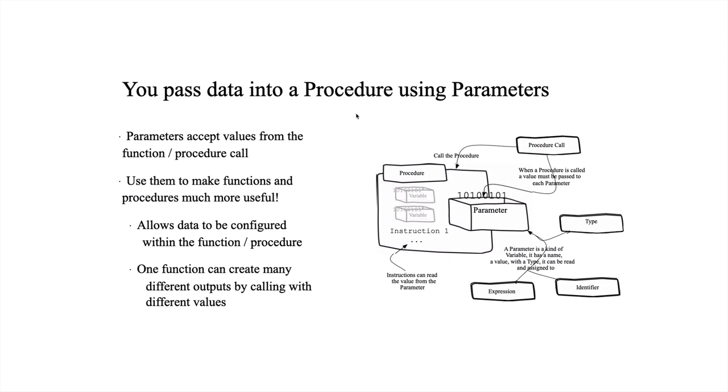So here's a diagram. You pass the data into a procedure using parameters. Parameters accept values from the caller and use them to make the function or procedure much more useful, allowing data to be configured within the function. One function can create many different outputs by calling it with different values.